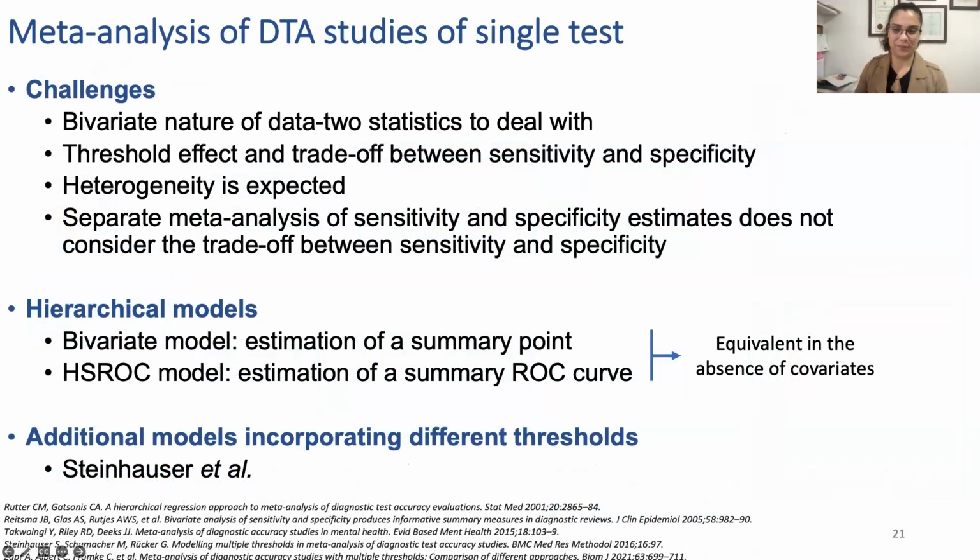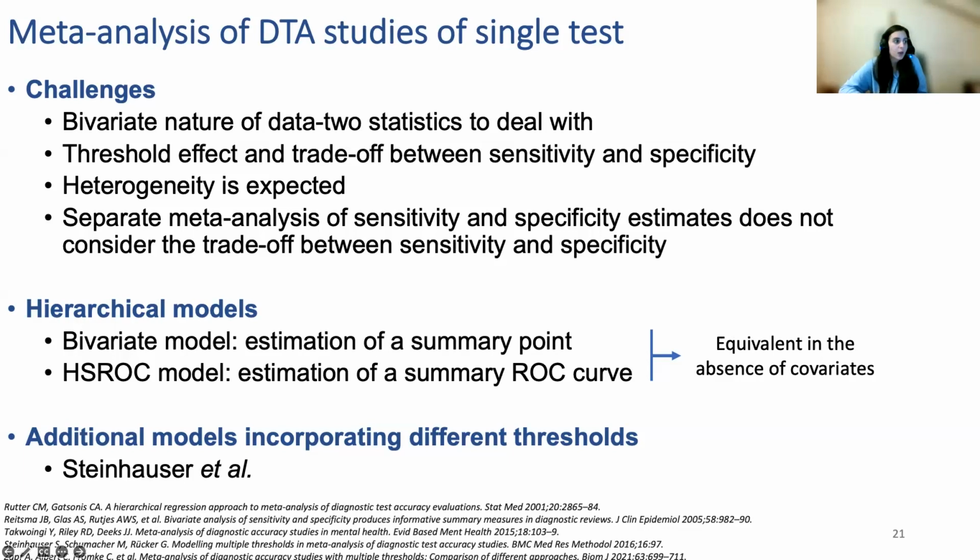Thank you. Yeah, so far, as Arzi explained, we've seen that there are some challenges that we face when it comes to meta-analysis of DTA studies for a single test, including the bivariate nature of the data. So we have two statistics, sensitivity and specificity, which we have to deal with, and we need to take the models that we're going to use to take into account the threshold effect and the trade-off between them. Also, heterogeneity is expected, and we cannot perform separate meta-analysis of sensitivity and specificity estimates, as this approach does not consider this trade-off between sensitivity and specificity.